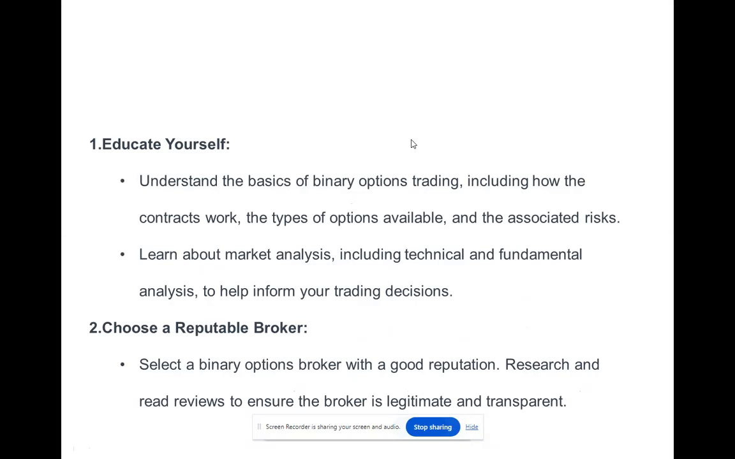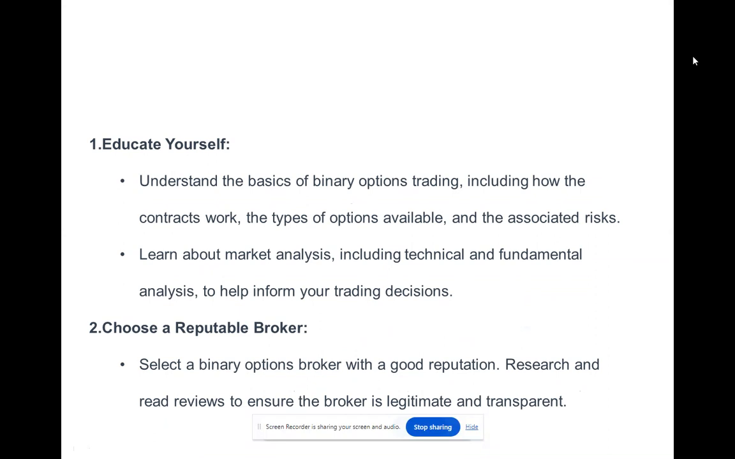the first one is educate yourself. Understand the basics of binary option trading, including how the contract works, the types of option available and the associated risks. You must educate yourself. So how do you educate yourself? You must understand the basics of binary option trading, including how the contract works. You must understand the basics of binary trading.